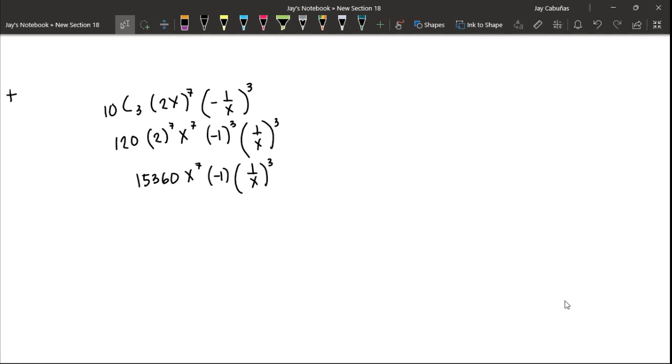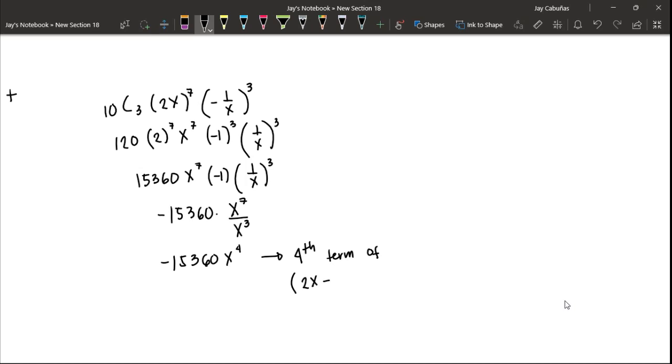So again, negative 1 times 15,360 would give us negative 15,360 times x raised to the 7th power divided by x raised to the 3rd power. So this would finally give us 15,360 x raised to the 4th power. So again, this is now the 4th term of the binomial expansion of 2x minus 1 over x raised to the 10th power.